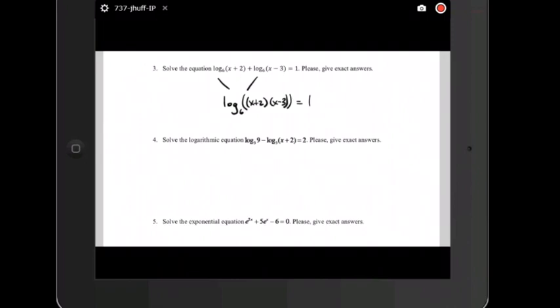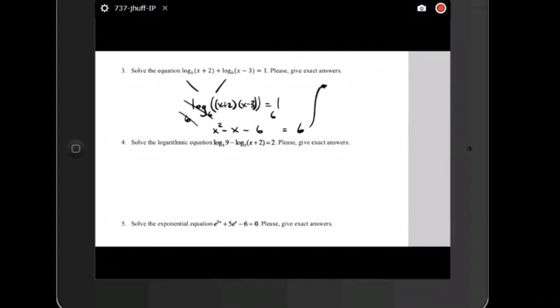Now that we have one single logarithm, I can use a base of 6 on both sides to cancel the logarithm. And then I'm going to say that equals 6, and I'm also going to multiply those two together, the x plus 2 and the x minus 3. When we multiply that together, we're going to get x squared minus x minus 6. Okay, and then when we subtract the 6, we're going to get x squared minus x minus 12 equals 0.